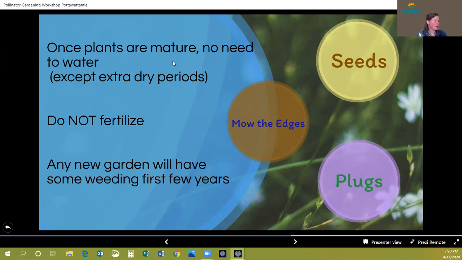Let's see. So planting. Now it's time for planting. Do not fertilize. You do not need to fertilize native plants. Again, they have evolved to live here. They do not need fertilizer. If you fertilize, you're basically just going to feed the weeds. And there's going to be weeds. All new gardens will have weeds.